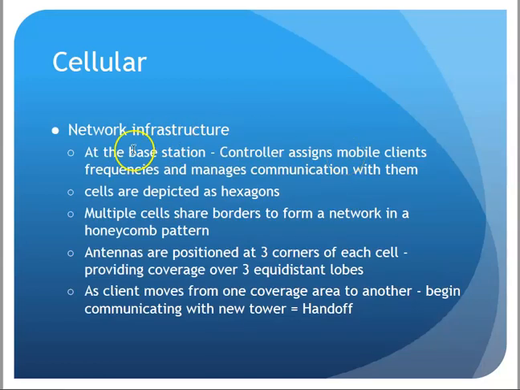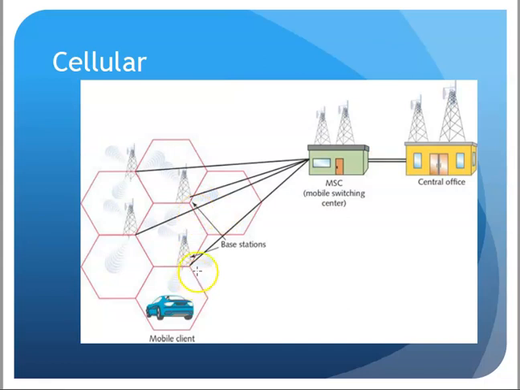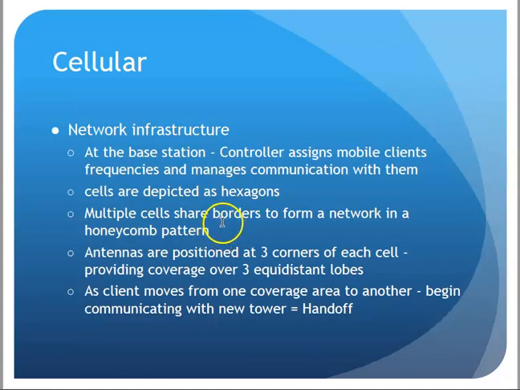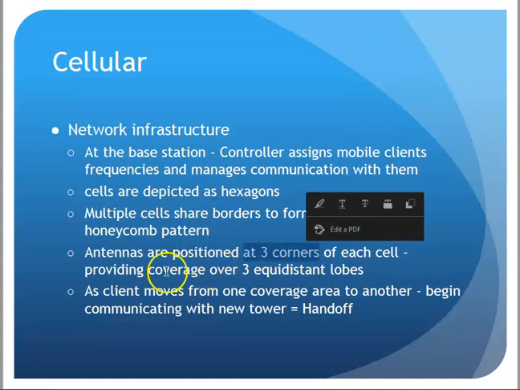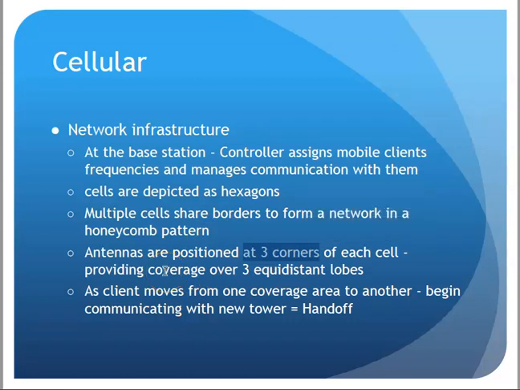The infrastructure itself at the base station controller assigns multiple mobile clients frequencies and manages them. Cells are depicted by hexagons. As I look, I think there's a picture here, because the towers basically are placed on 3 sides and are broadcasting in kind of 2 directions, and that ends up giving it that hexagon shape. Yeah, here's 3 corners here, and providing coverage over 3 equidistant lobes. I think I said 2 previously. I'm sorry, 3 directions. As the client moves from one area to the next, it's called a handoff.